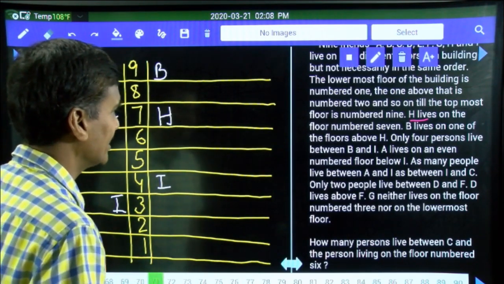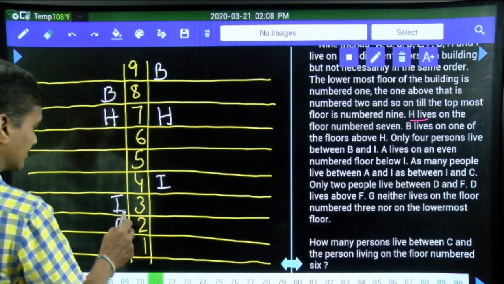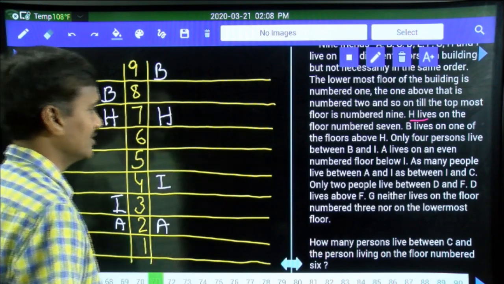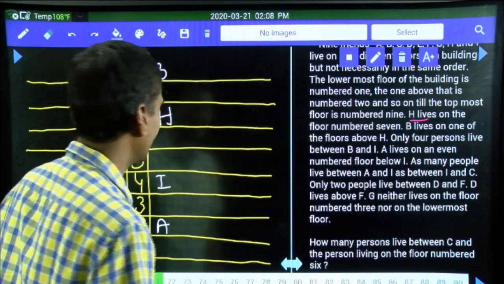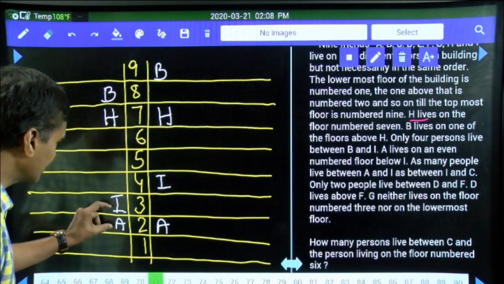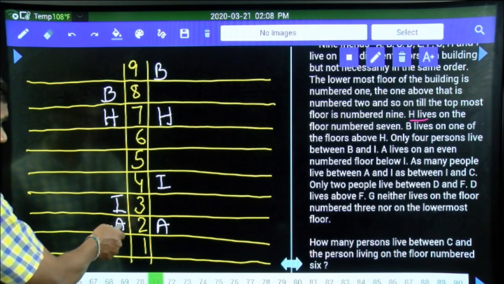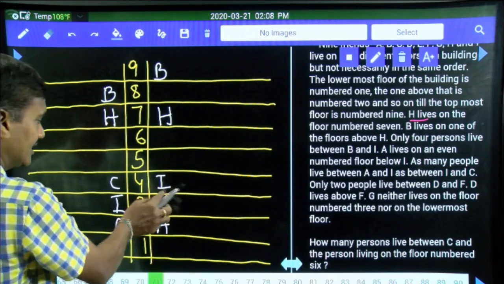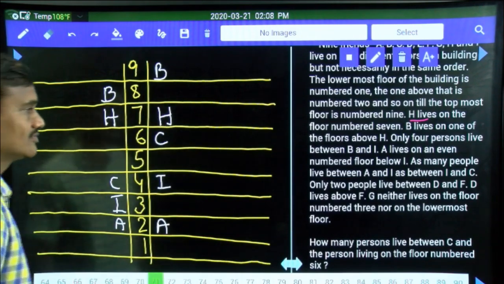A lives on an even number floor below I. Hence must be on the 2nd floor. And as many people between A and I, between I and C. A కి I కి మధ్యలో ఎంతమంది అయితే ఉన్నారో I కి C కి మధ్యలో అంతమంది ఉండాలి అన్నారు. A కి I కి మధ్యలో ఇక్కడ ఎంతమంది ఉన్నారో చెప్పండి? ఎవరూ లేరు. కనుక I కి C కి మధ్యలో కూడా ఎవరు ఉండకూడదు. ఇక్కడ A కి I కి మధ్యలో ఒకరు ఉన్నారు కాబట్టి I కి C కి మధ్యలో ఒకరే ఉండాలి. కనుక C must be on the 6th floor.